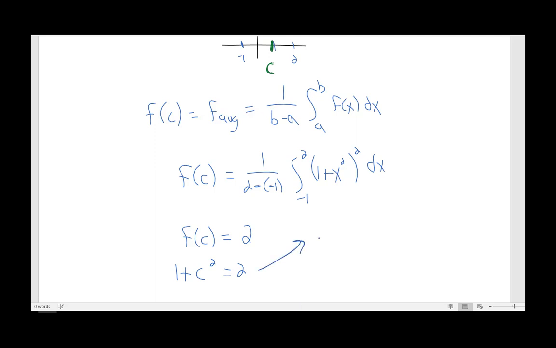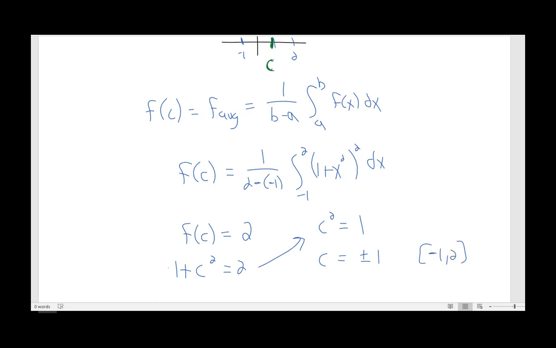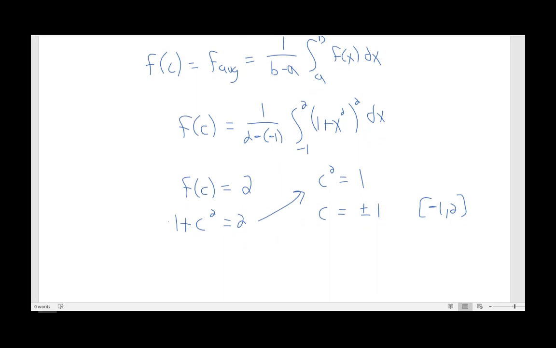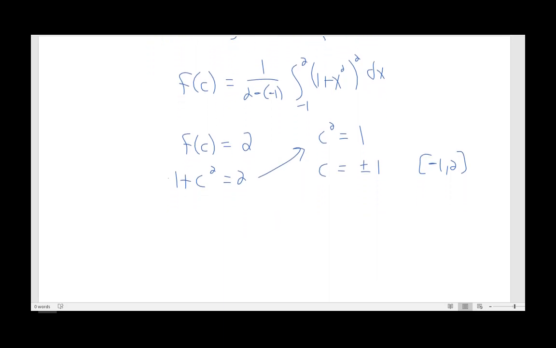So I would have c squared equals 1. I'm going to take the 1 and subtract it to the other side, and then I would square root and get plus or minus 1. Now, we were looking at the interval from minus 1 to 2, so technically there's two values of x that satisfy the mean value theorem. And that is at x equals 1 and x equals negative 1.